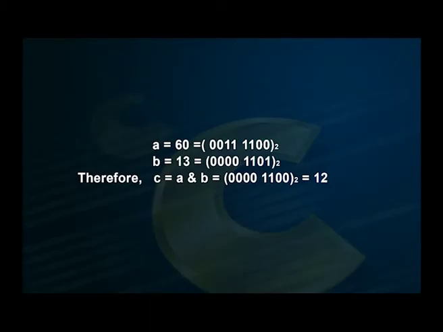We assign the values a is equal to 60, b equal to 13 and c equal to 0. In the first level, we perform the bitwise AND operator, which returns 1 at the corresponding positions of a and b where both the bits are 1. That is, a equal to 60, you can see the binary of this, then b equal to 13 and you see the binary of 13.